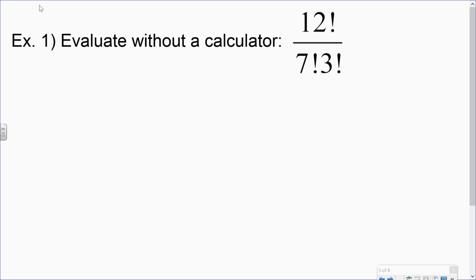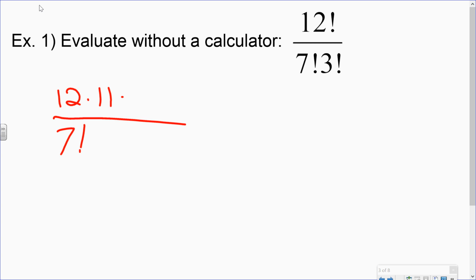So we're going to evaluate ones like this without a calculator. What I recommend doing is picking out the biggest one in there, which is obviously the 12 factorial. So I'm going to start writing out 12 times 11 and so on. If the biggest one was in the numerator, I'm going to look in the denominator for the next biggest thing. If I started with the biggest one in the denominator, I'd look for the next biggest one in the numerator. So the next biggest one is 7.